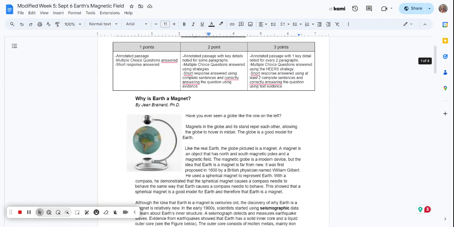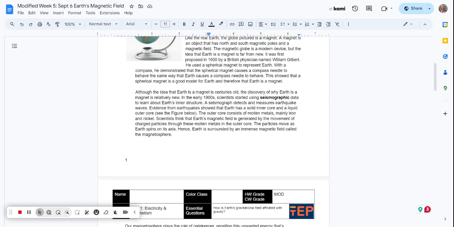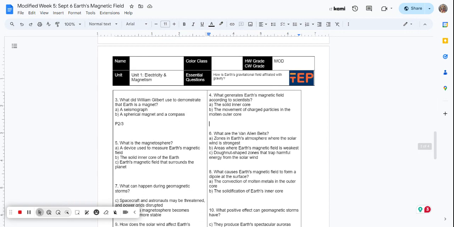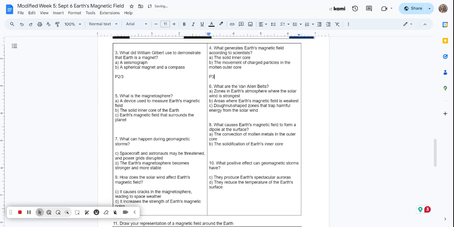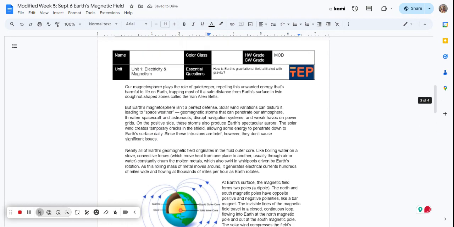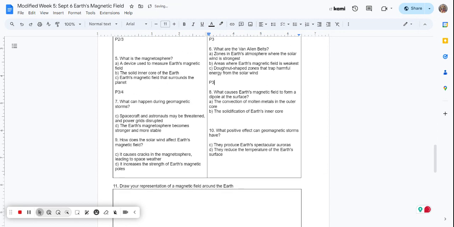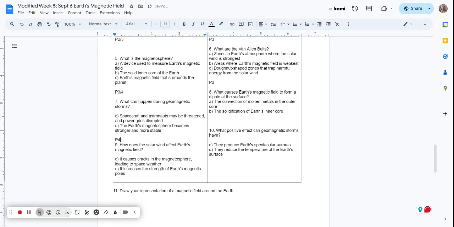What generates the magnetic field according to scientists? That is, let me see, 1, 2, 3, and 4. I'm going to say that's paragraph 3. What is a magnetosphere? Also paragraph 3/4. Van Allen belts, that is paragraph 3. Storms that can happen, that is paragraph 4.